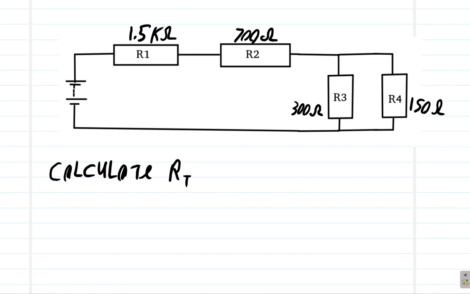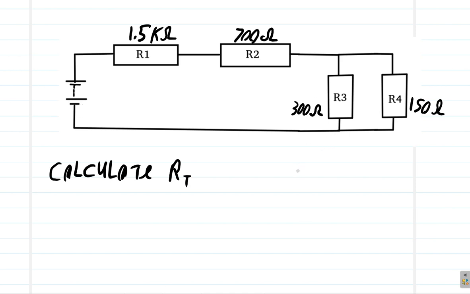Let's work through this problem. You have this 1.5K ohm. It's really 1,500 ohms, right? You have 700, 300, 150 ohm. What you need to do is start working from the far end, away from the source, okay?